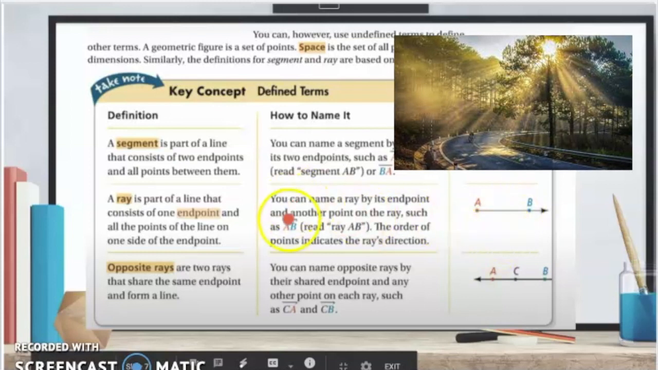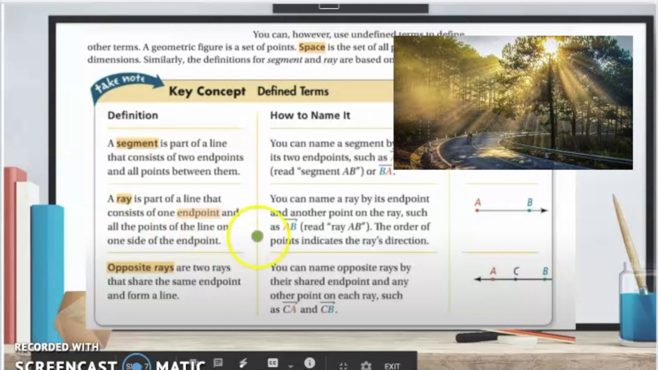Now, the notation for a ray, we would have a little arrow point at the end of this dash on top of the AB.